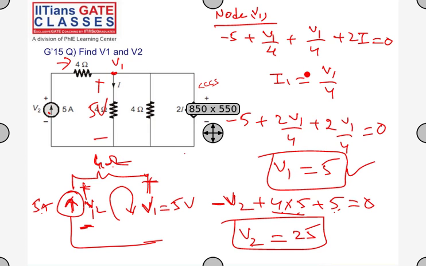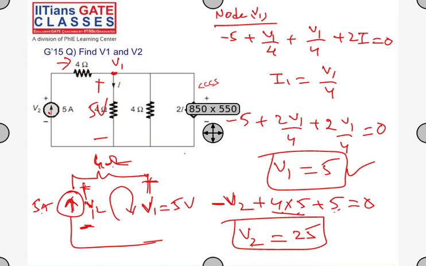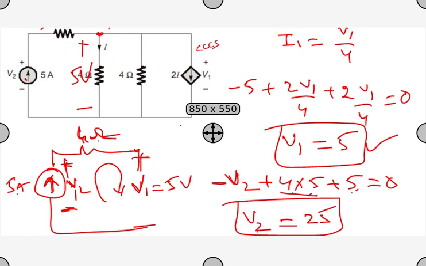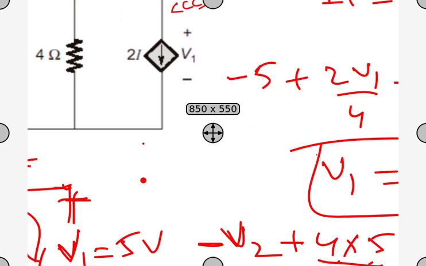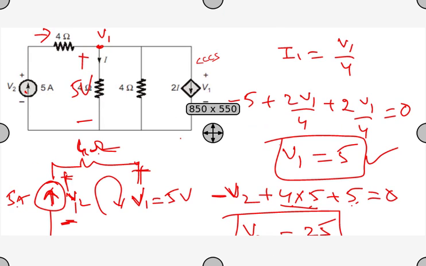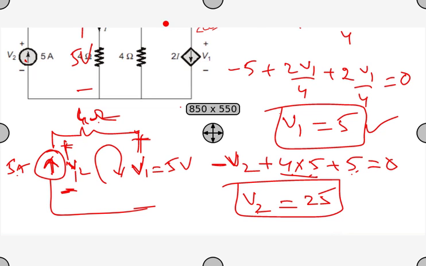Substituting the value of I, what will I get? Minus 5 is the same. V1 by 4 plus V1 by 4 is 2V1 by 4, plus 2 into V1 by 4. So I have 2V1 by 4 plus 2V1 by 4 is 4V1 by 4, that is V1. V1 is equal to 5. Applying the mesh equation: minus V2 plus 4 into 5, where the current through this is 5 amperes, plus 5, which is V1, is equal to 0. Hence V2 is equal to 25. Is it clear?